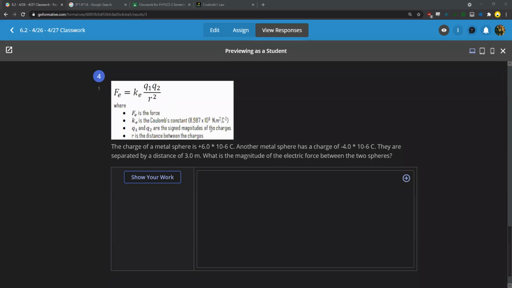R is equal to 3. Good. R is equal to 3 meters. Both Q's.